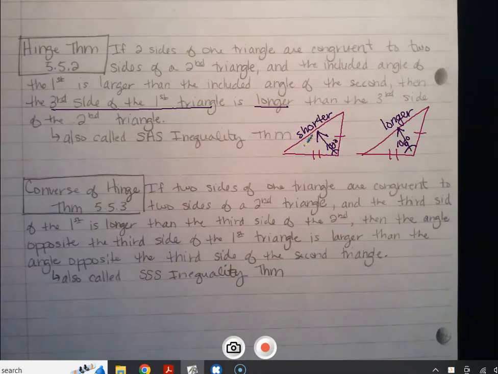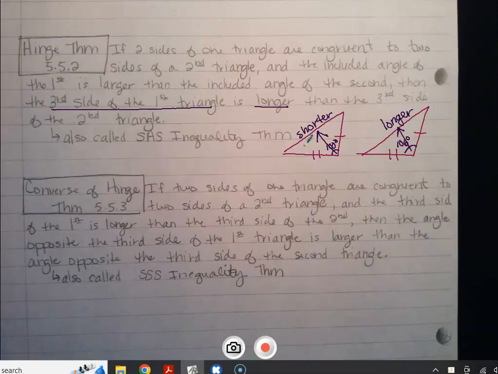So the converse, what's a converse do? It flips it. It's doing the opposite. So it's going to be, if the two hypotenuses are different lengths, then the angle measures are different. Sometimes you would think that would be it, yes, like to do it that way.